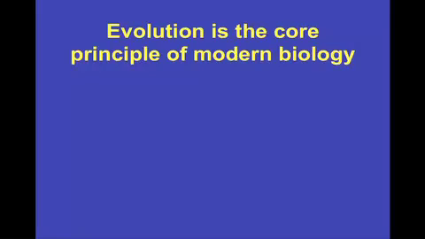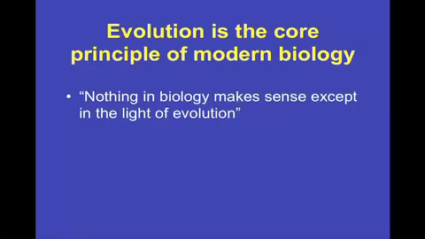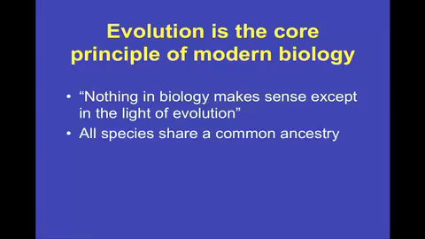Now, we hammer this and hammer it because evolution really is the core principle of all modern biology. Nothing in biology makes sense except in the light of evolution. Once you've got a good grasp of how evolution works and has worked in the past, then, yes, the scales will fall from the eyes. All species share a common ancestry. Everything that we know from the fossil record and from the DNA analysis that we can do indicates common ancestry. We share ancestry with the apes, with the primates, other mammals, all the way back.